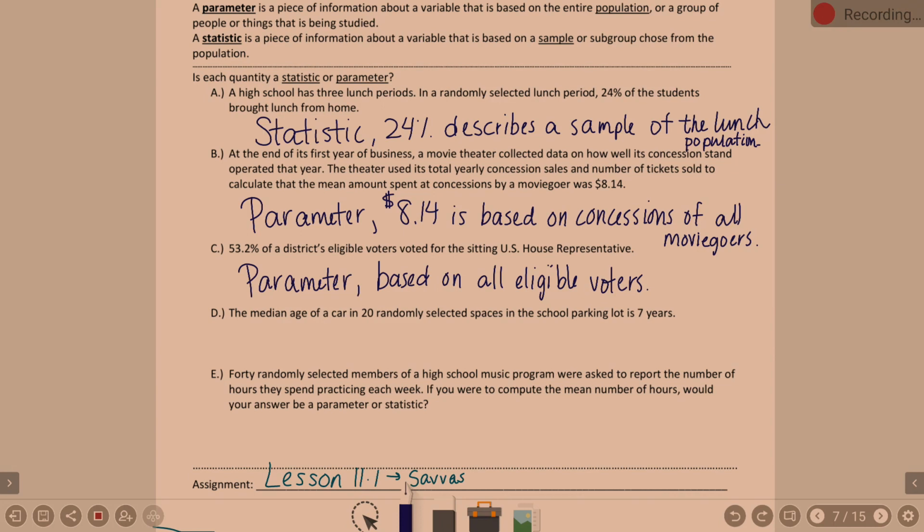The median age of a car in 20 randomly selected spaces in the school parking lot is 7 years. Randomly selected. So, statistic, because it's just based on those 20 randomly selected spaces. Did they check every space? No. So, statistic, based on randomly selected spaces.